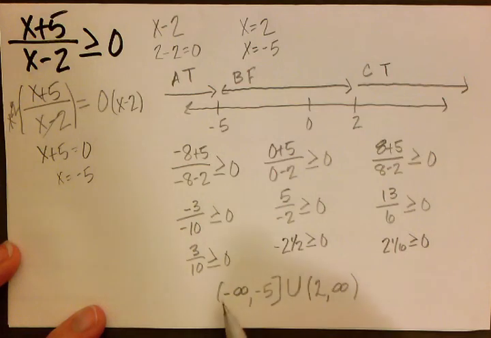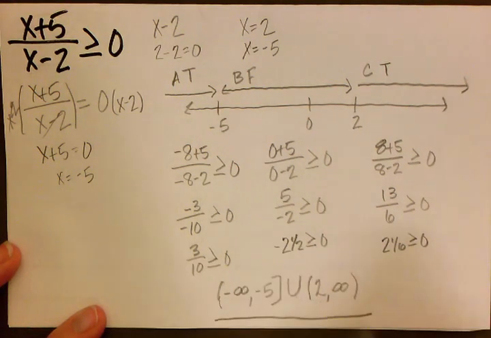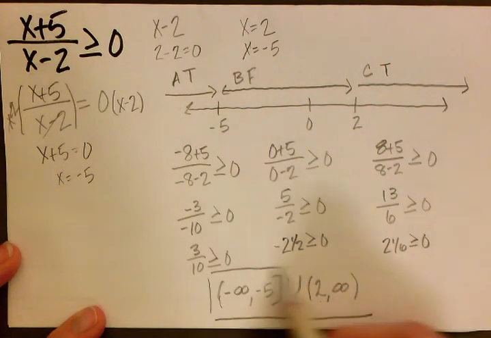So our final answer is negative infinity to -5, up to and including, so we use a bracket, then union, then 2 comma infinity. Both of those we use parentheses because we cannot include 2 in the answer.